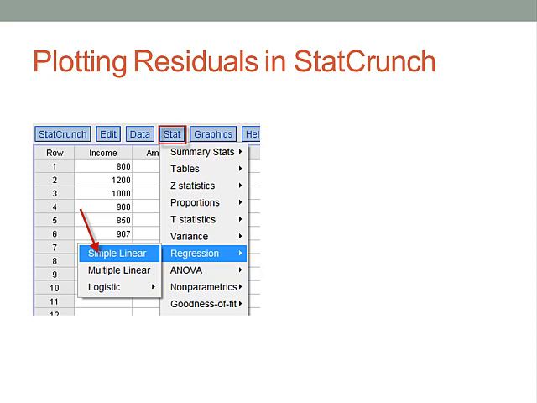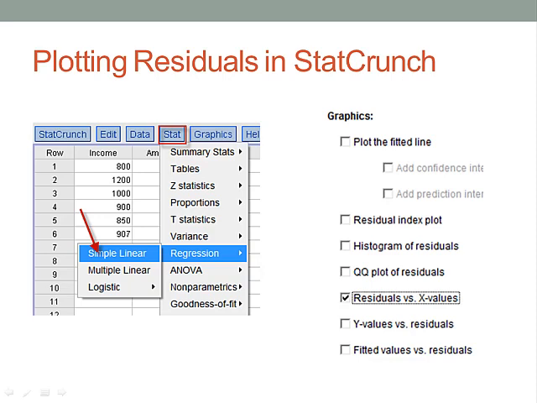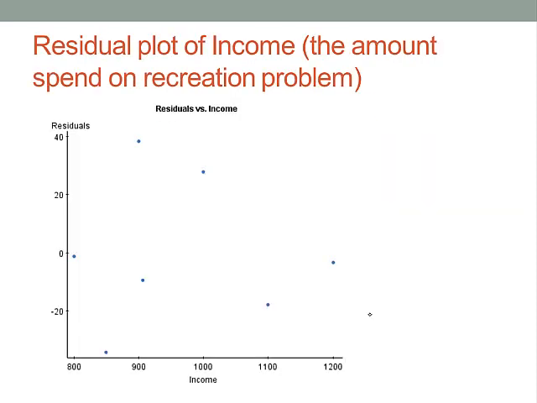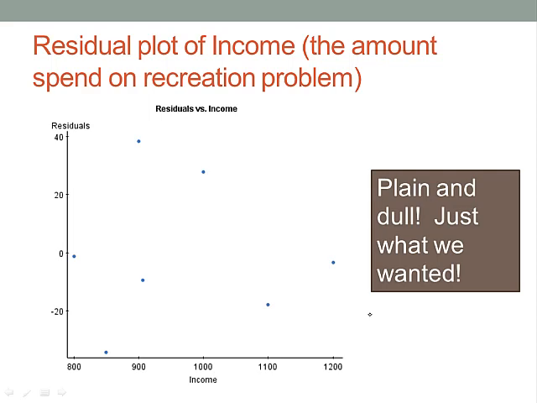And in StatCrunch, for instance, we kind of blew through it when we went there, but on one of those screens we had the option. I marked plot the fitted line because we wanted to see the fitted line, but if we want to do a residual plot, we click residuals versus the X values. We don't typically look at residuals versus the Y value, we do residuals versus X values. And there is the residual plot. Plain and dull. This is what we wanted. This is what we hoped for in this case, right? We wanted our model to be as good as we can get it. Plotting the residuals gives us a little more confidence.